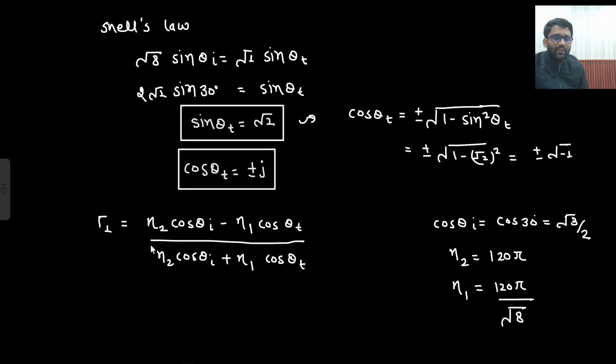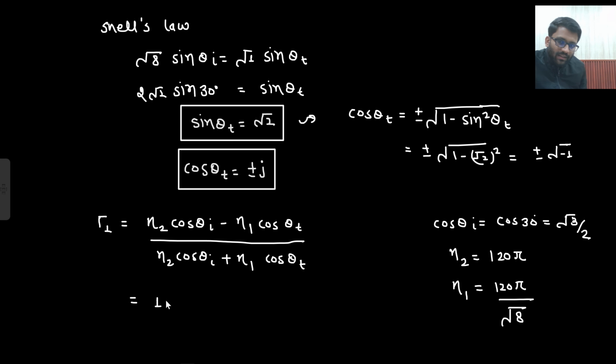So let's write down all the values. Here I will write down 120 pi, here also 120 pi, here also 120 pi will come, and here also 120 pi will come. So 120 pi and 120 pi will get cancelled. So that 120 pi I am ignoring. So what I am going to write down here, what is eta 2? That will be 1 only. 120 pi is cut. So here eta 2 I am taking as 1.